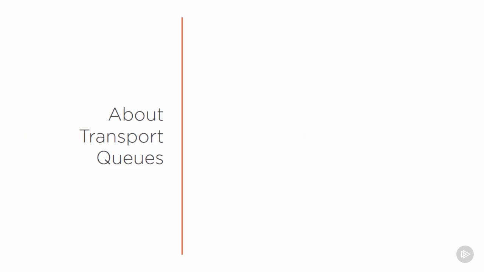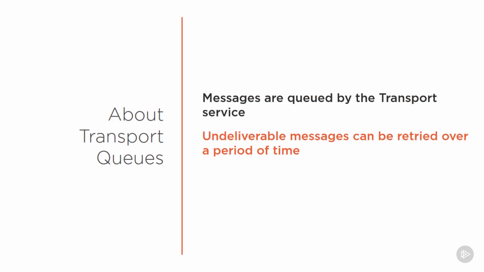In this video, we'll look at transport queues. Exchange servers that host transport services queue messages for delivery. This is useful for situations where the destination server is unavailable for some reason. Rather than immediately drop or reject a message that can't be delivered, the server will hold the message in its queue and retry at regular intervals. But those queued messages will eventually expire.